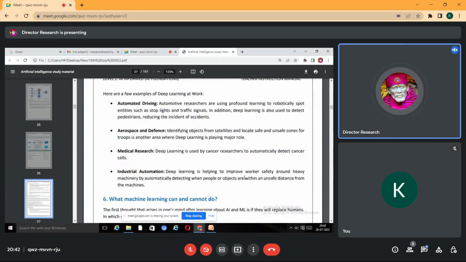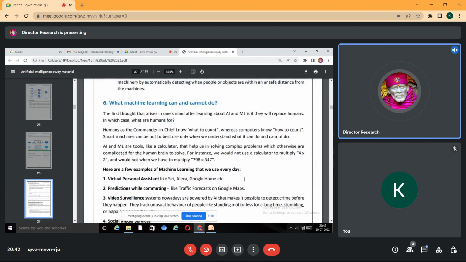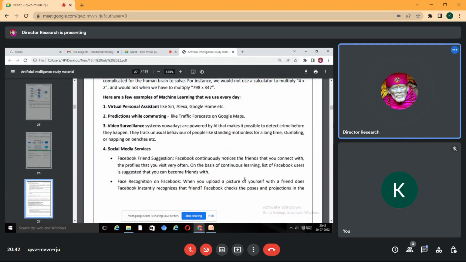Here are a few examples of deep learning: automated driving, aerospace and defense, medical research, industrial automation. Now, what machine learning can and cannot do. A few examples of machine learning: virtual personal assistants like Alexa and Google Home, and predictions while commuting, like traffic forecasts on Google Maps.